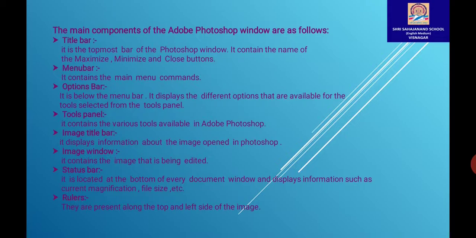Next one is tools panel. It contains the various tools available in Adobe Photoshop. Then image title bar. It displays the information about the image open in Photoshop. Then image window. It contains the image that is being edited. Status bar. It is located at the bottom of every document window and displays information such as current magnification, file size, etc. Last one is rulers. They are present along the top and left side of the image.